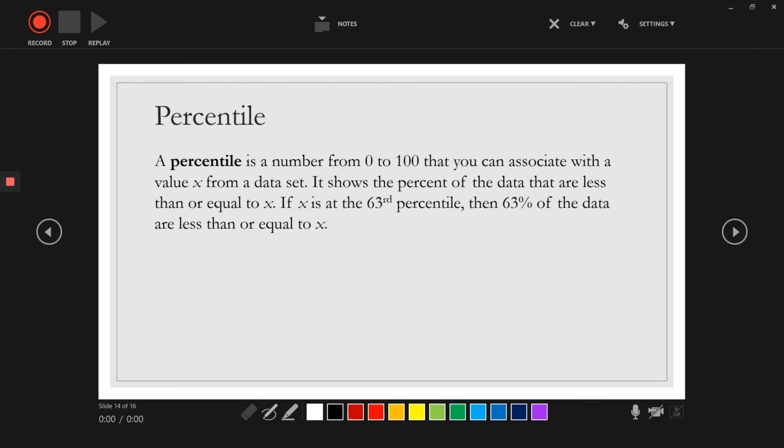All right, next up, percentile. A percentile is a number from 0 to 100 that you can associate with a value x from a data set. It shows the percent of the data that are less than or equal to x. If x is at the 63rd percentile, then 63% of the data are less than or equal to x.